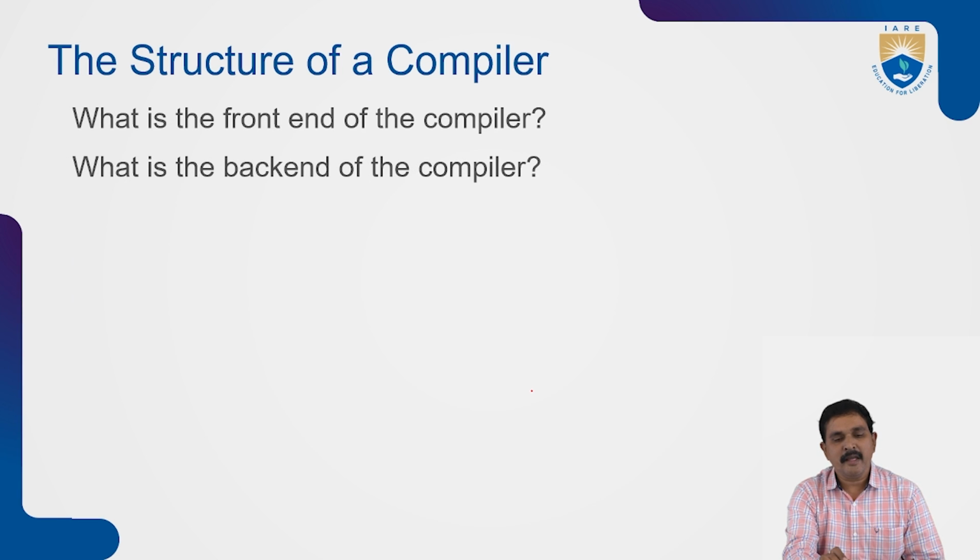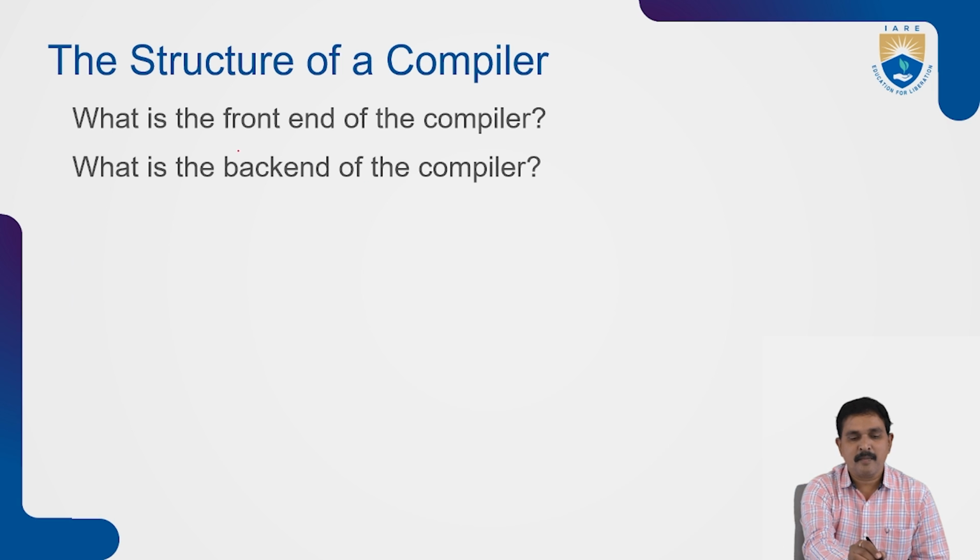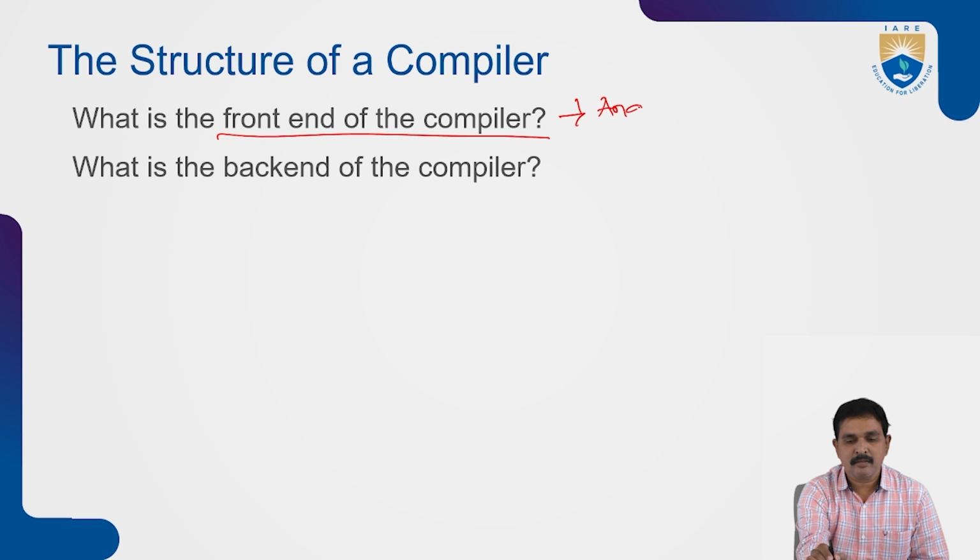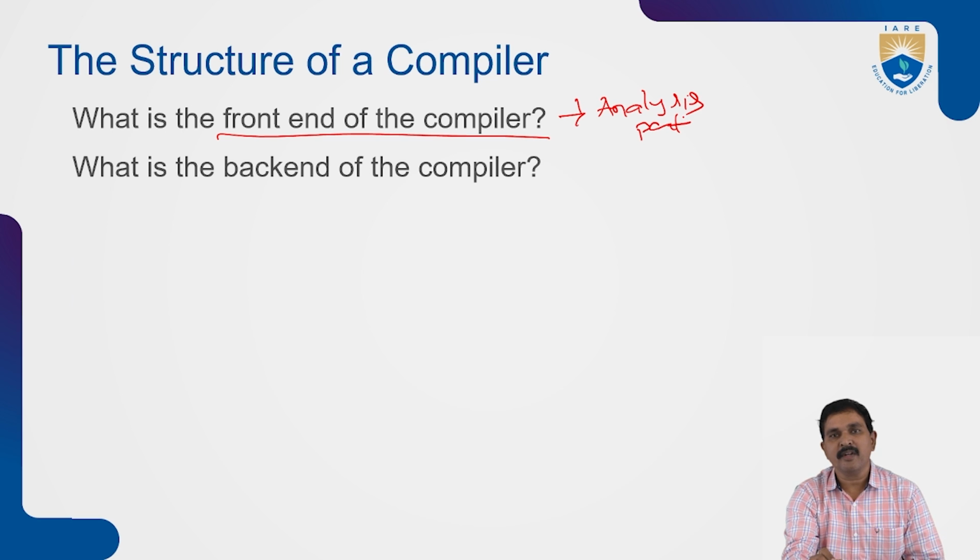Here again, I am asking some simple questions. What is the front end of the compiler? Based upon this class, you can recognize it. The front end of the compiler is always the analysis part. Here I am writing what the front end of the compiler is. What phases do you identify in the analysis part? The analysis part becomes the front end of the compiler.